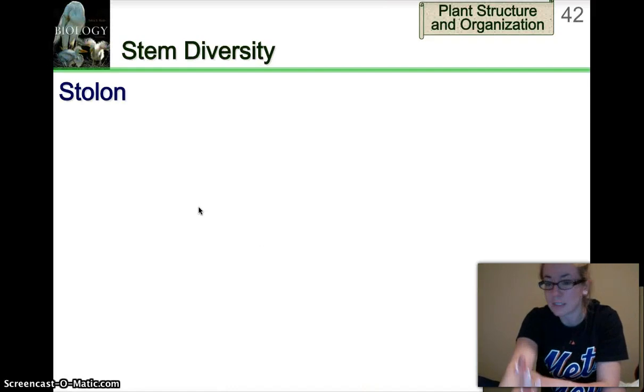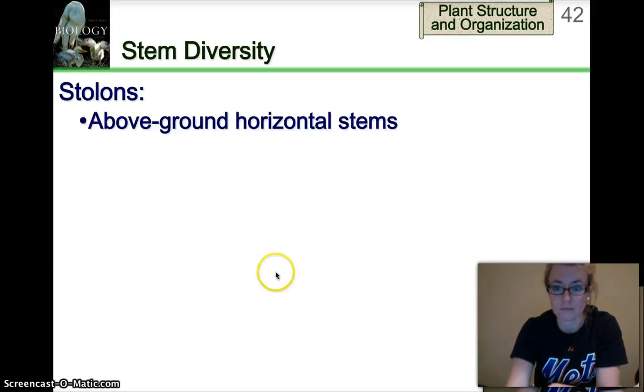Now there's a bunch of different types of stems which you guys can figure out on your own. Good luck with stems.